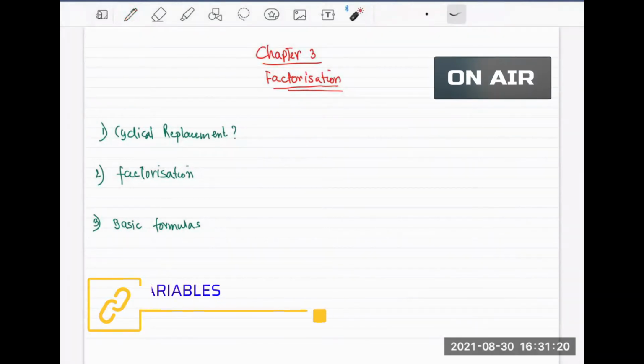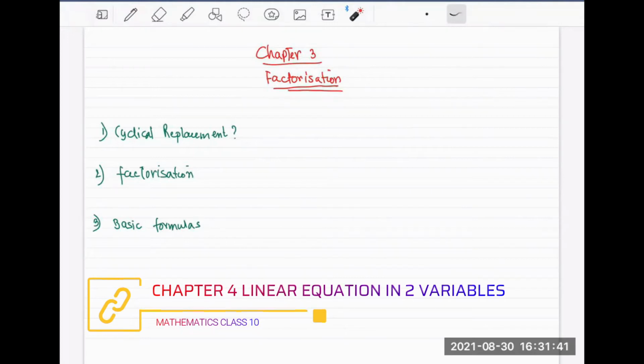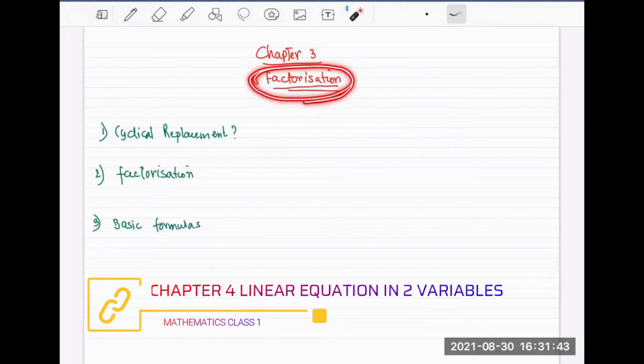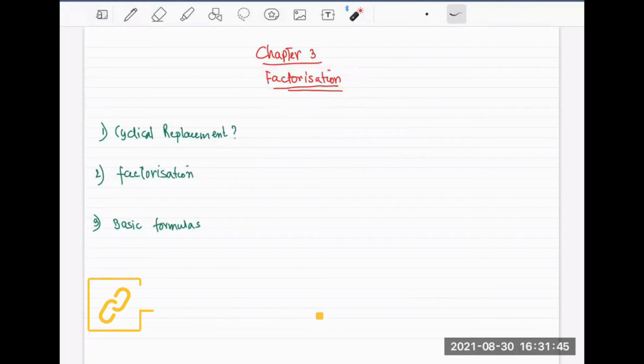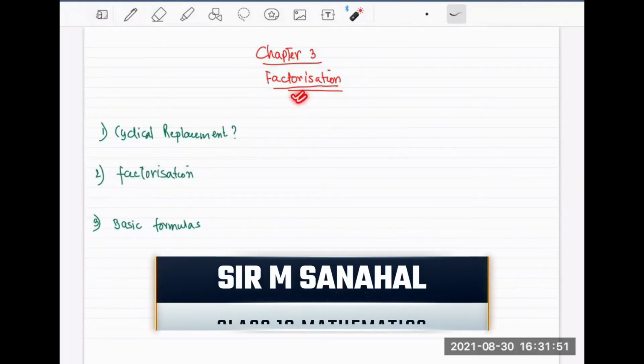We're starting a new chapter today, factorization. Let's start with factorization for today. This is your first class for factorization. So first of all, let me try to define what factorization is, right?